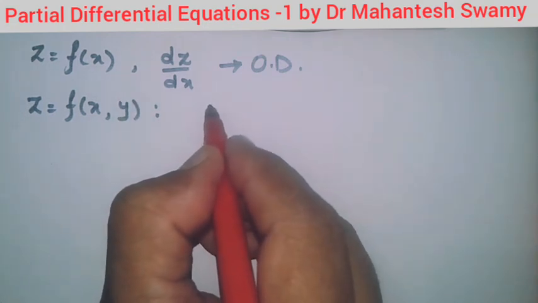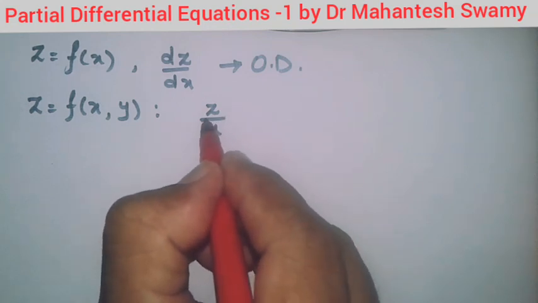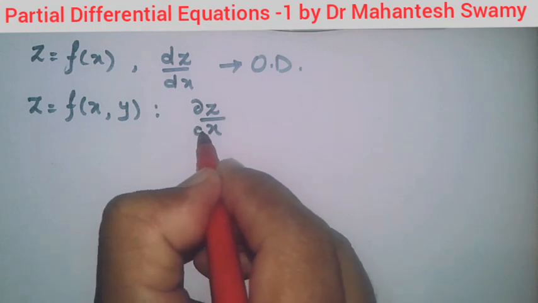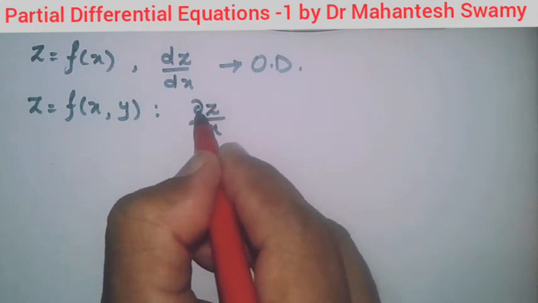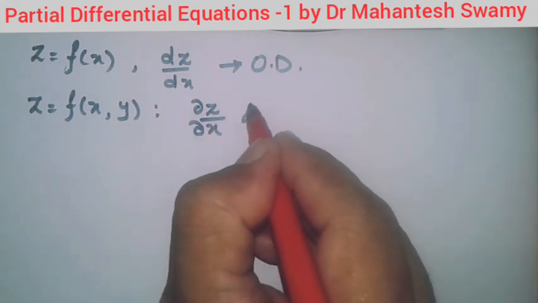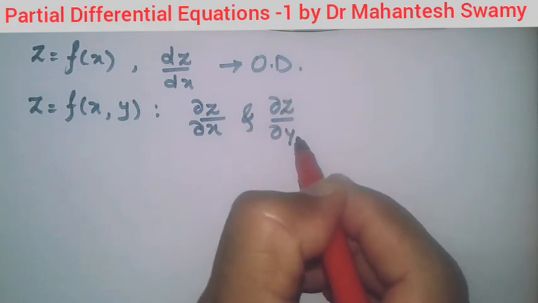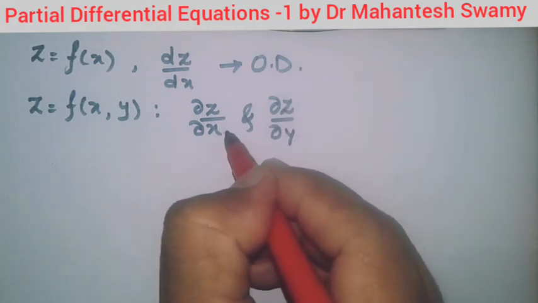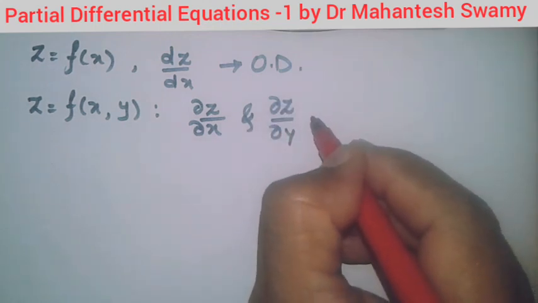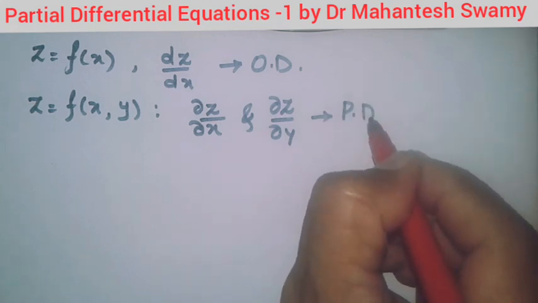So the rate of change of z with respect to x by treating y as a constant is denoted as dou z by dou x, and it is called the partial derivative of z with respect to x. And the rate of change of z with respect to y, treating x as a constant, is called the partial derivative of z with respect to y. So in such a case we will have the so-called partial derivatives.